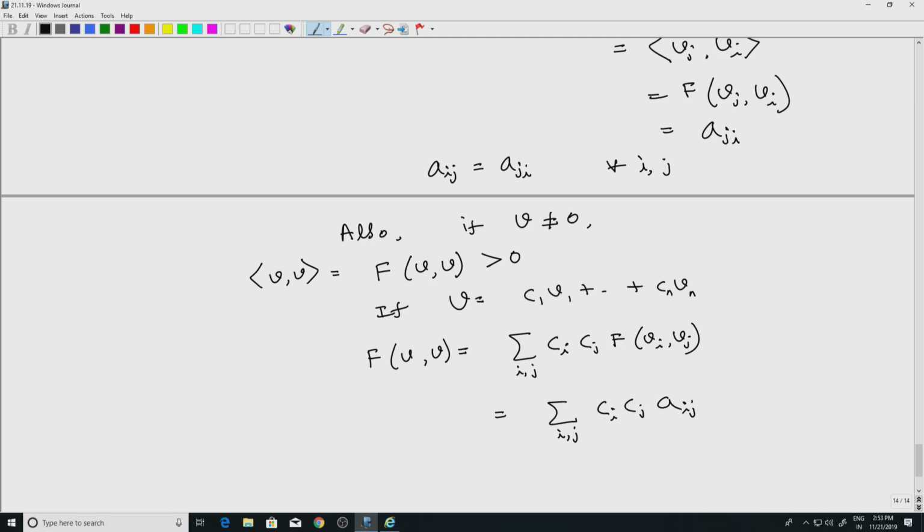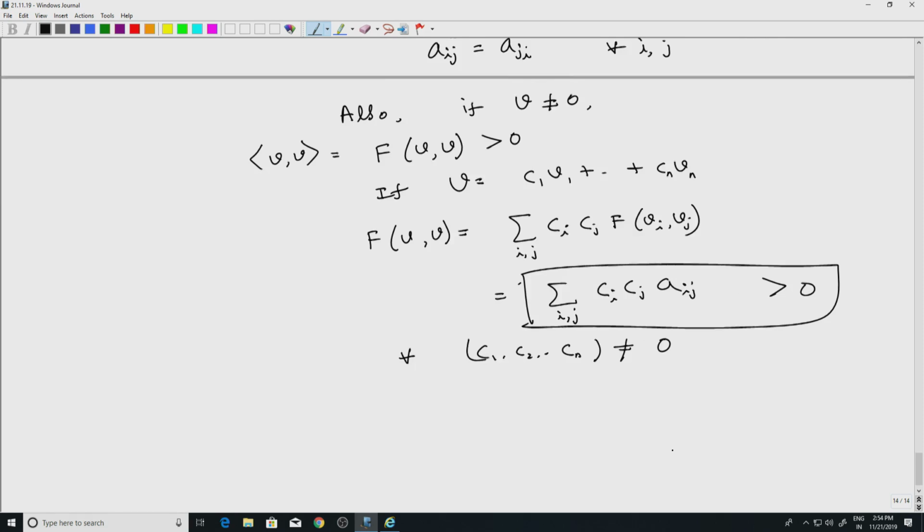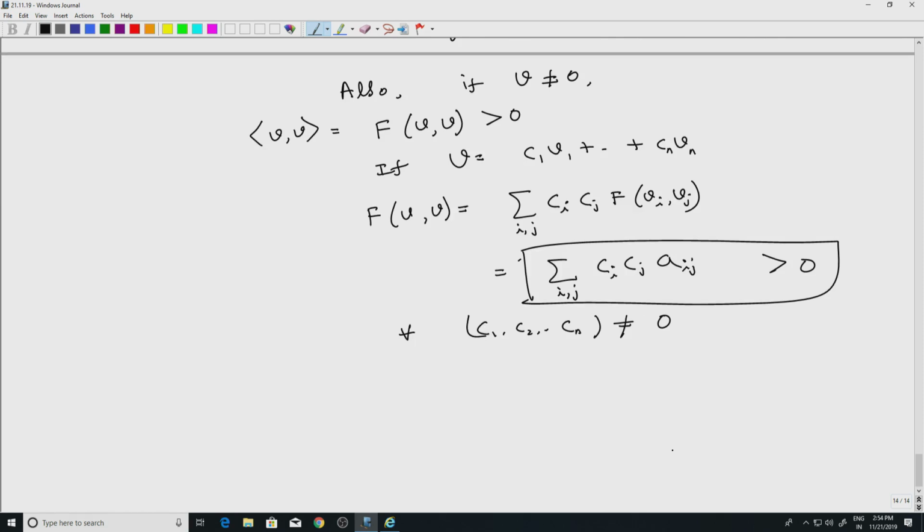So the point is that this is greater than 0 since this is f(v, v), and this inequality should hold for all c1, c2, ..., cn not equal to 0, not the zero vector. As long as these coefficients are not 0, in other words, I started with the assumption v is not equal to 0, that's the same thing as saying the coefficients are not 0.